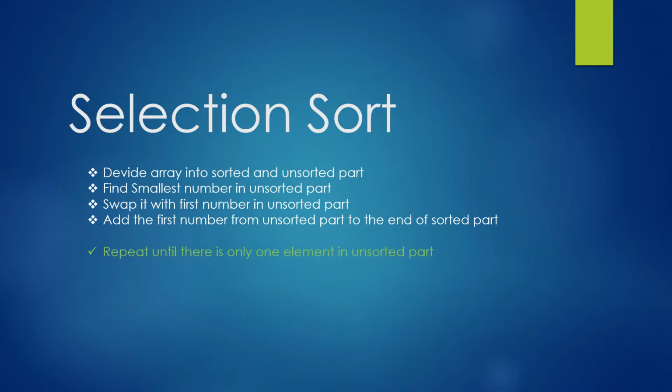Selection sort is one of the simplest sorting algorithms. That is why we are starting with it. The idea behind selection sort is simple. Split the input array into sorted and unsorted part.